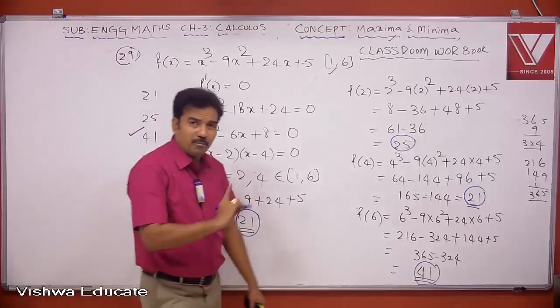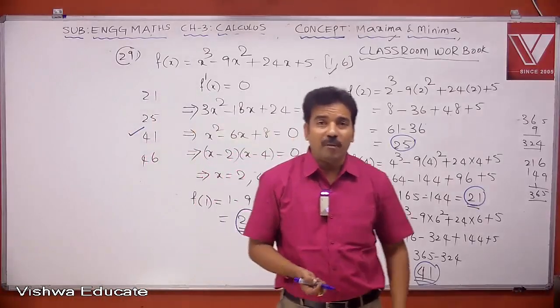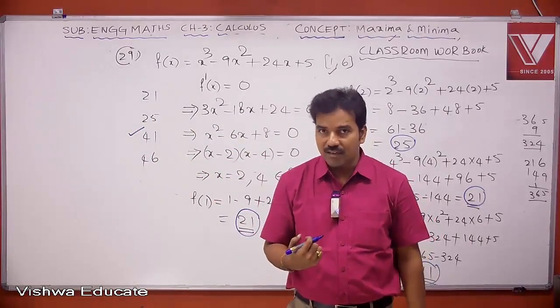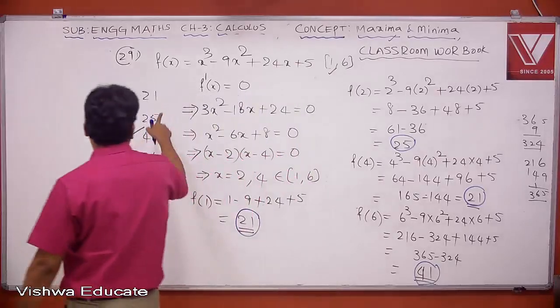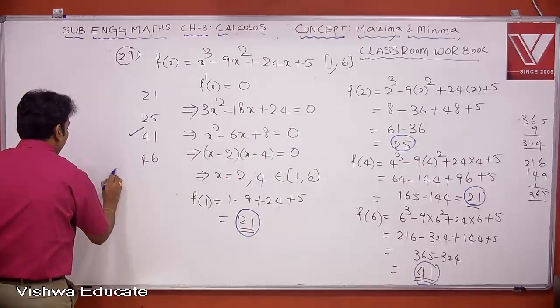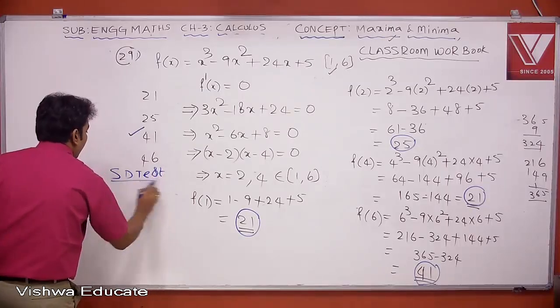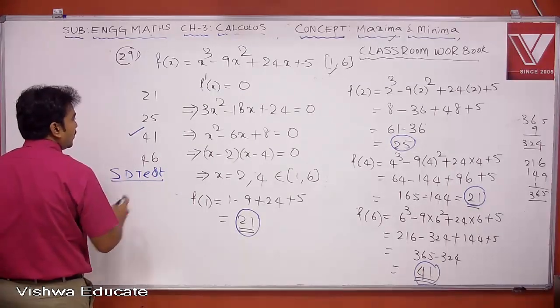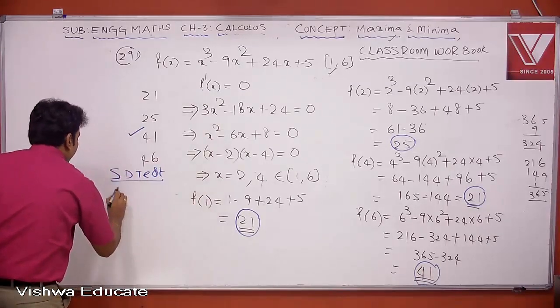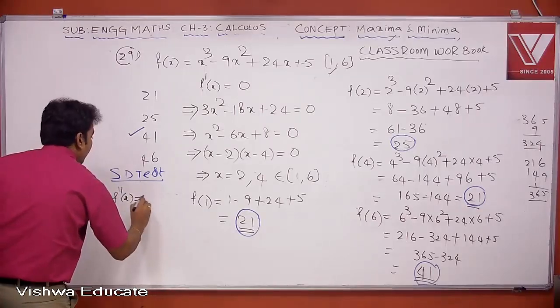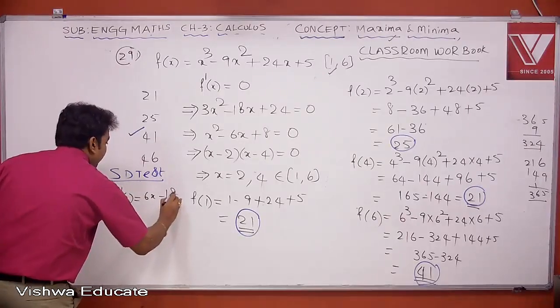Now, let me tell you one point in this case. When you try to apply the second derivative test, what happens? Let us see. I will try to apply the second derivative test. What is f double dash of x? This is f of x. F double dash of x equal to 6x minus 18.